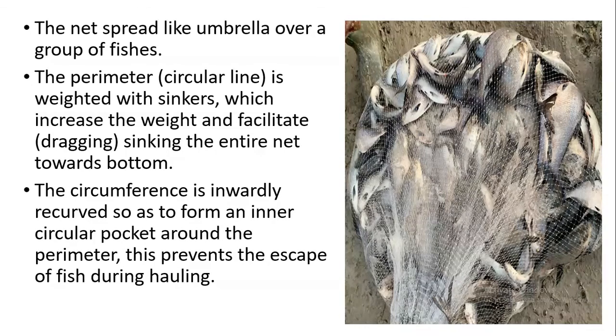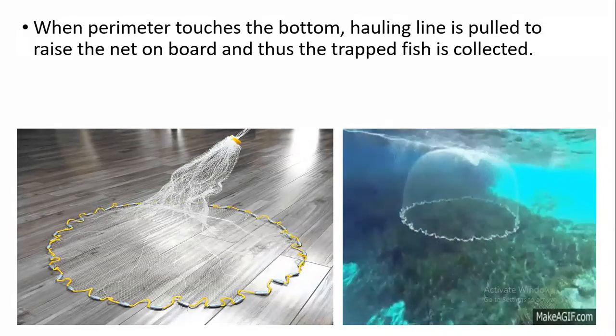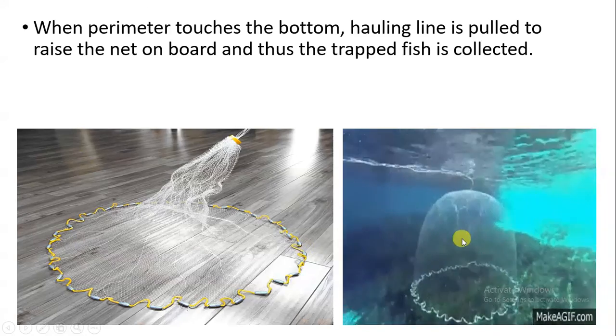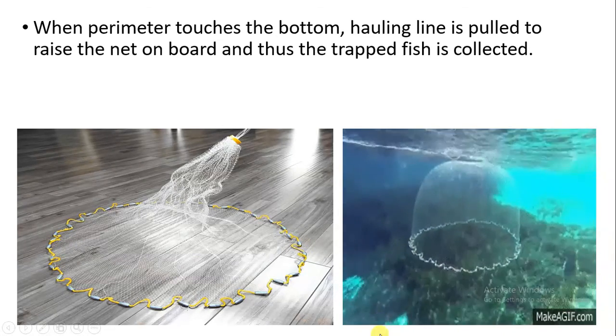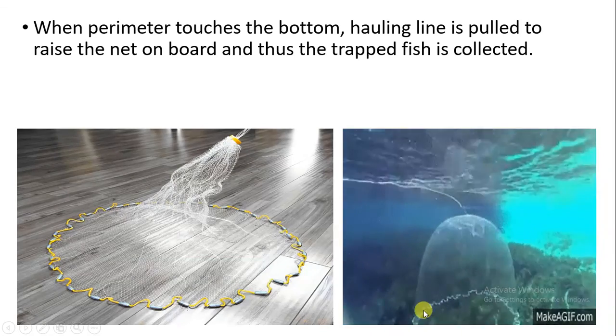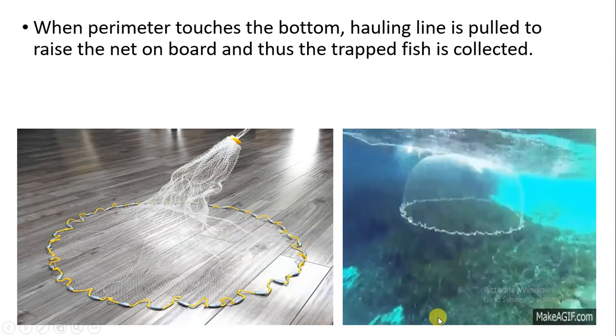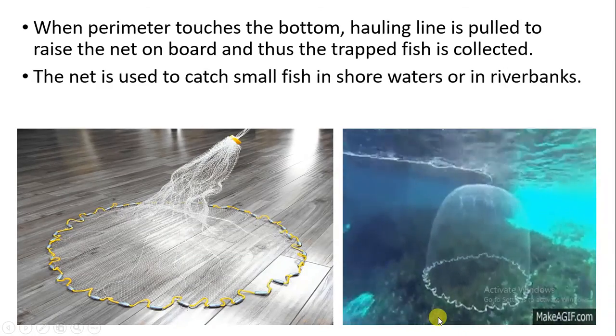The circumference is inwardly recurved so as to form an inner circular pocket around the perimeter. In this way the fishes cannot escape during the forceful hauling duration. When the perimeter touches the bottom, the hauling line will be at the bottom. The hauling line is then pulled to raise the net on board, and thus the trapped fish are collected easily.